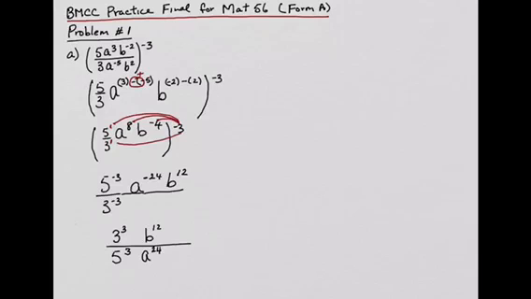And our final simplification of this: 3 to the third is 27, b to the 12 over 5 to the third is 1/25, a to the 24th power. And this is our final answer for part A.